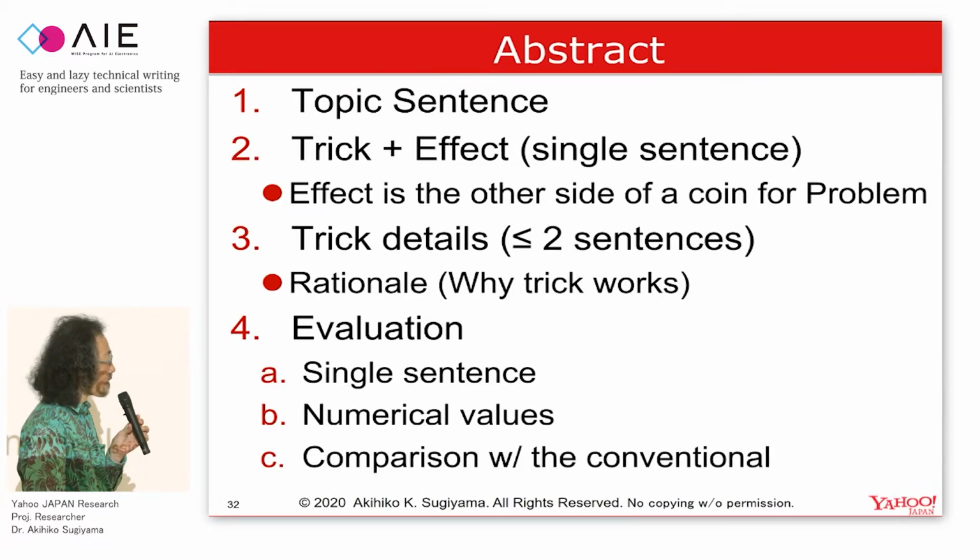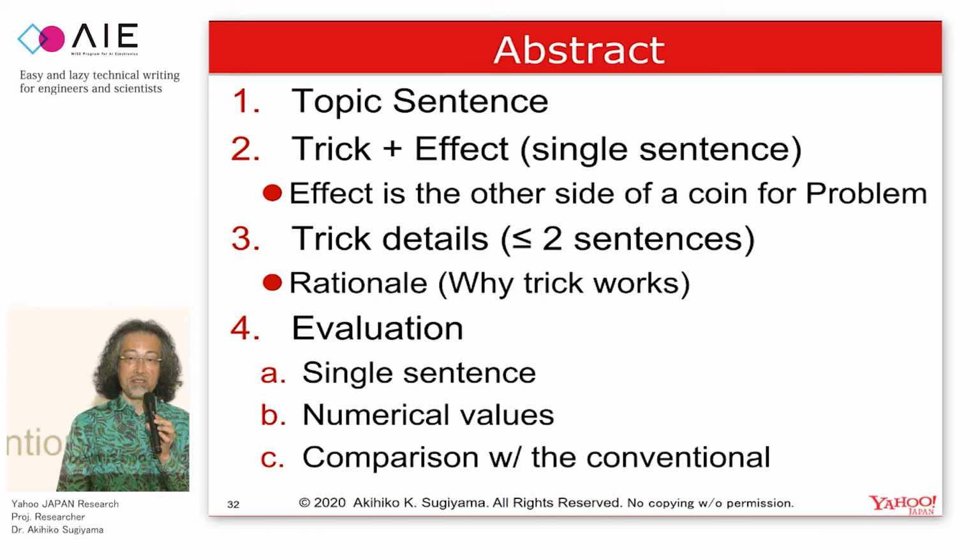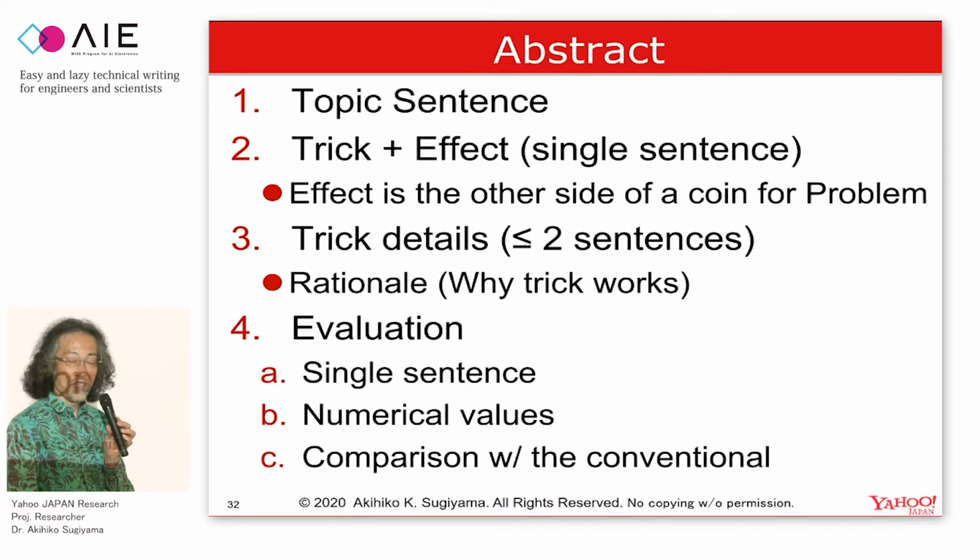Okay, so it's very important to include numerical values, or at least a numerical value for the proposed method and another value for the conventional method. For comparison, at least you will have 2 values here.